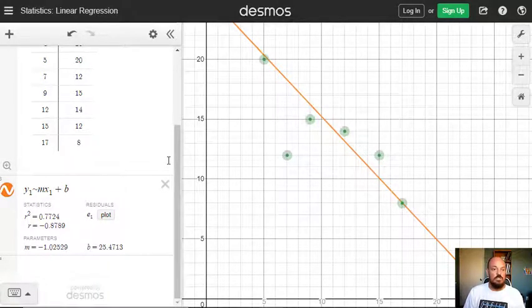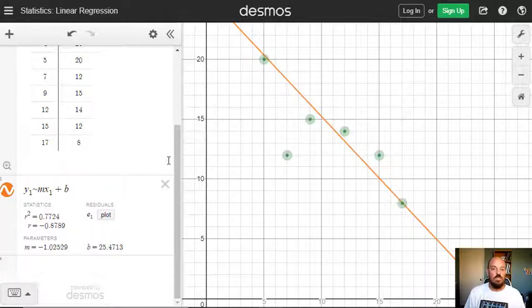But just as importantly, underneath it where it says parameters, M equals negative 1.02529 and B equals 25.4713. The M is the slope and B is the y-intercept for slope-intercept form. And in fact, it says above, if you look at it, it says y1 and then it has the little squiggle, which means it's about equal to, because we're rounding off decimals, M times x1 plus B. Y equals mx plus B is basically what it's saying.